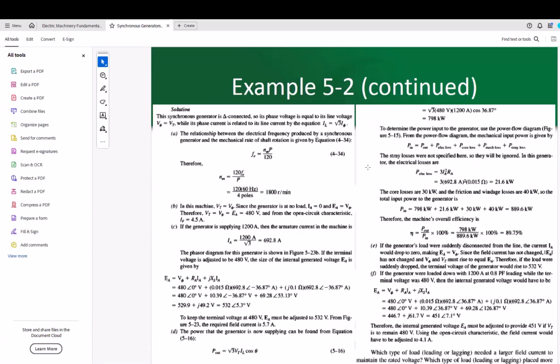How? Through basically this relationship. F, the frequency, must be equal to P times Nm over 120, or in other words, Nm, the rotational speed of the generator, should be 120 times F over P. Since we have a 60 hertz machine and 4 poles, this indicates that under steady state conditions, our rotational speed in the generator must be 1800 RPM. So this is the answer to the first part of the question.